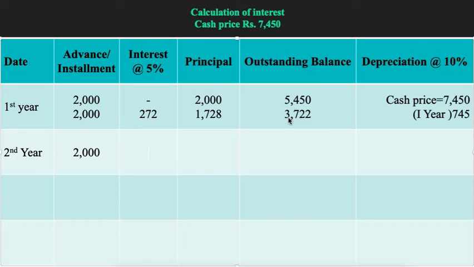The outstanding balance here is 3722. When we multiply 3722 into 0.05, we are going to get 186 rupees as the interest amount. Where the interest amount is 186, what is the principal amount? It is 2000 minus 186. So when we are doing it, we are going to get 1814 as our principal amount, right?